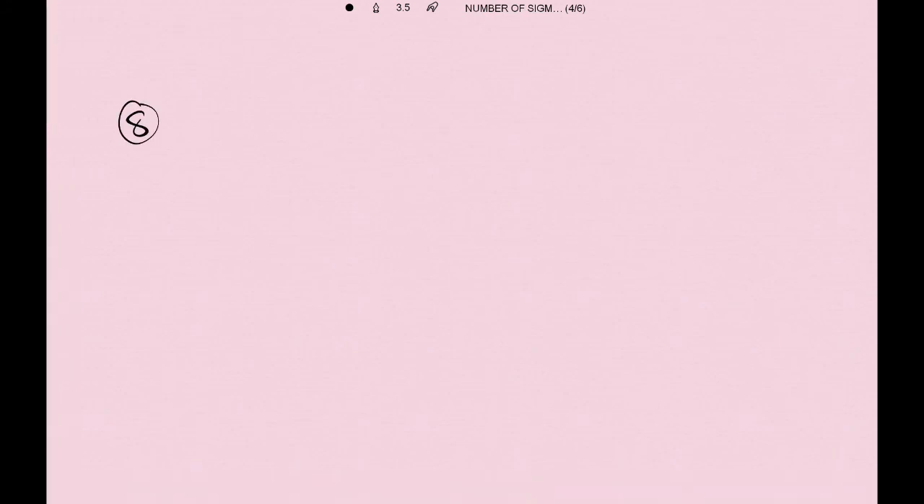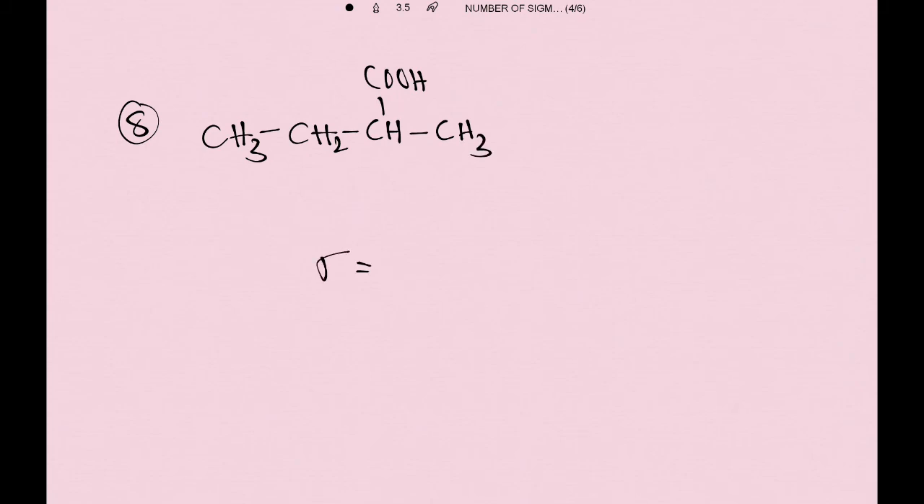Next, another example I am taking here, that is another acid compound, CH3CH2CH=CHCOOH. And number of sigma bonds is equal to, just count the total number of atoms: 3 plus 2, 5, 5 plus 2, 7, 7 plus 4, 11, 11 plus 4, 15. 15 minus 1. So number of sigma bonds is equal to 14.